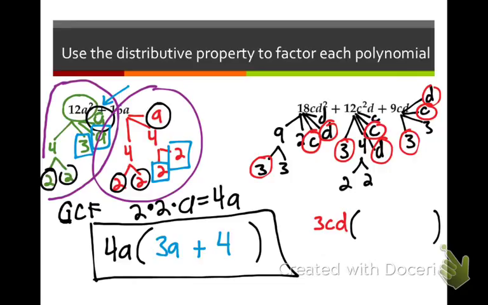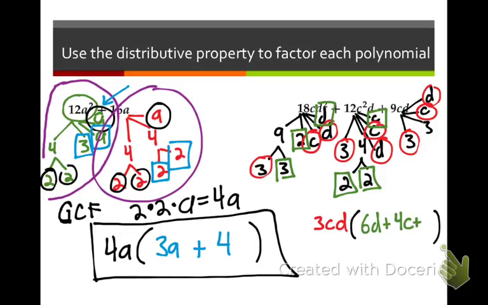So I'm going to look at the first tree. And I'm going to look at the factors that I didn't use. The prime factors, okay? So it was a 3, a 2, and a D. So if I multiply 3 times 2 times D, I get 6D. And I'll put plus. And on the second tree, the factors that didn't get used are 2, 2, and that C. If I multiply those, I get 4C.